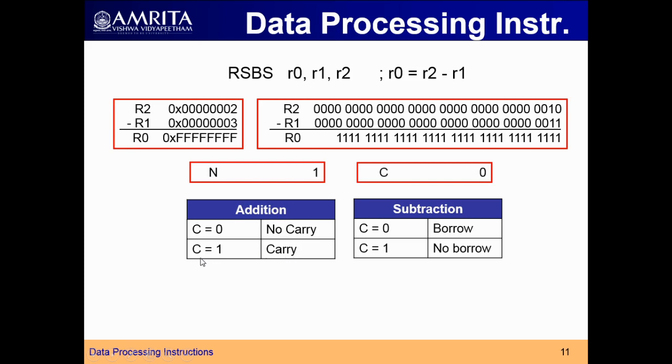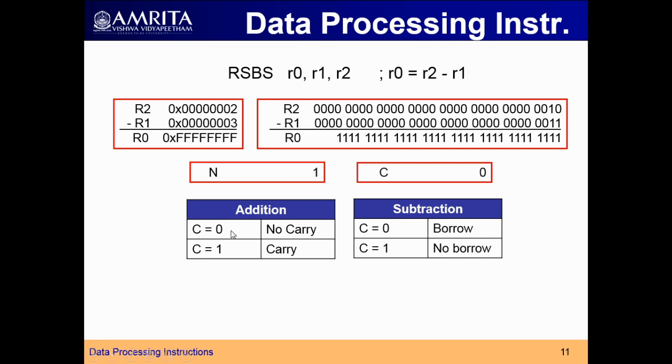While you are performing addition, if carry is generated, the carry flag will be set. If carry is not generated, the carry flag will be clear, or C will be equal to 0. But when you are performing subtraction, C equal to 0 means borrow is generated, and C equal to 1 means there is no borrow. So carry equal to 0 in addition means there is no carry, but the same carry equal to 0 in subtraction means there is borrow.